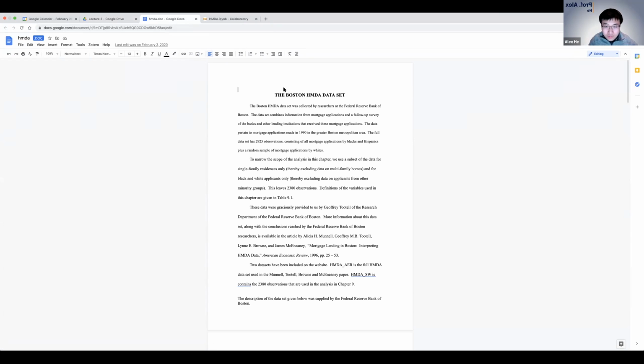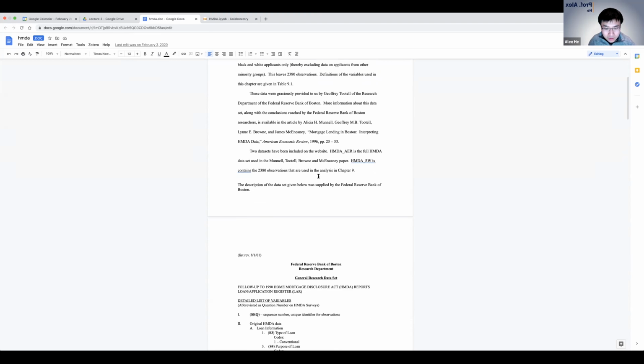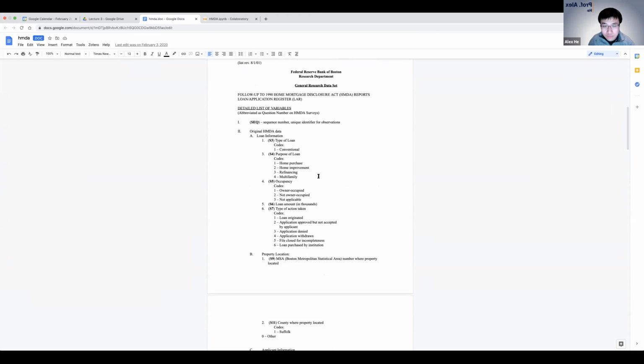Okay, so this data is from Federal Reserve Bank of Boston. And it has the mortgage applications of about 2,000 people. And so each observation here is a person. And for each person, you see a number of information about that person, including their income and the debt they borrow. So you have the full list of the information here.